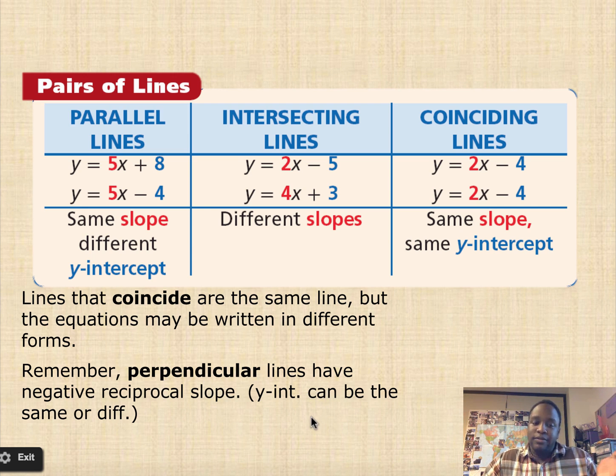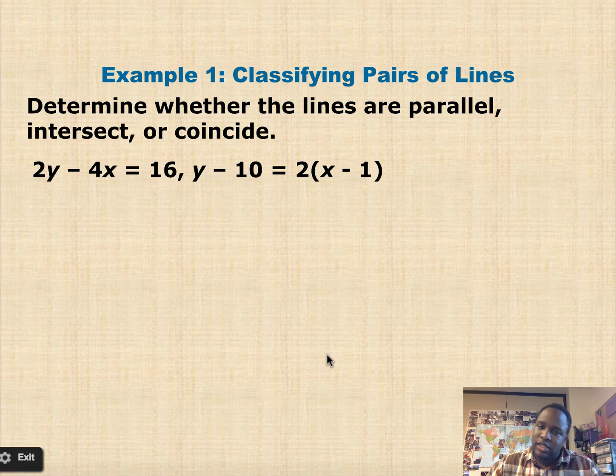different. It doesn't matter. A note about coinciding lines: lines that coincide are the same line. They're the same line, but the equation may be written differently. So it could be that one equation is in standard form and the other equation is in point slope form. And when you put them into slope intercept form, you find out that they're actually the same line. So coinciding lines are basically the same line. All right, so we have 4 examples today, and let's get started.